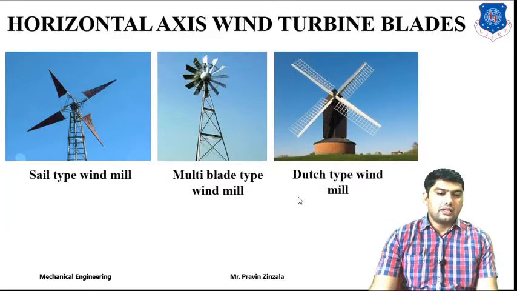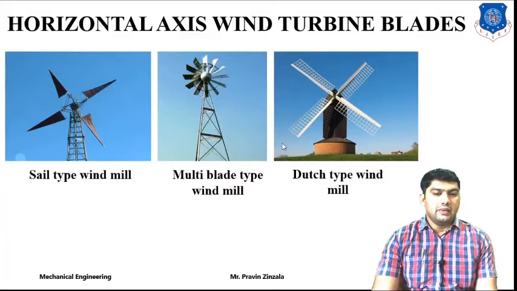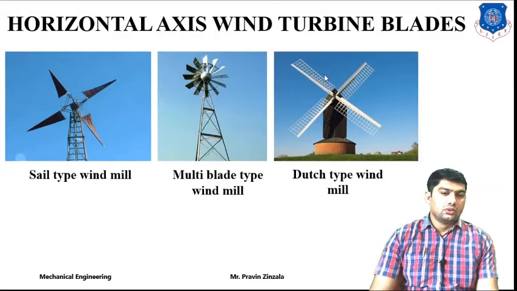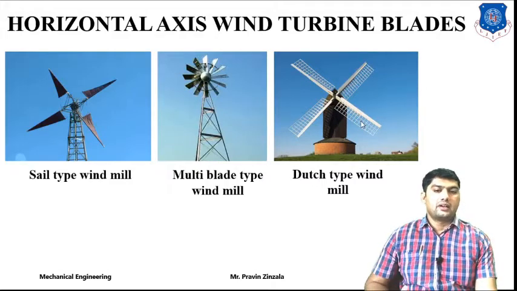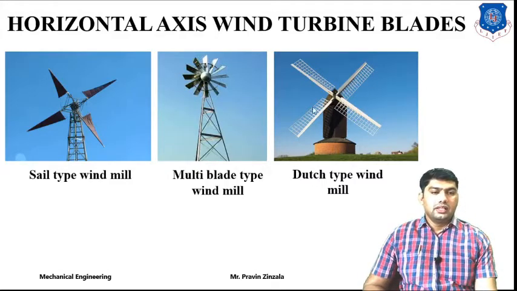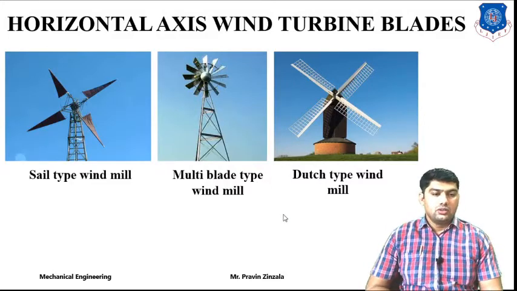Next is the Dutch type windmill. It was also used in the past. It is the same, a metal structure with different wind blades placed, like 3 to 4 blades, and we can also place cotton or a different material. It was used in the past. Nowadays the three blade type windmill is also utilized.